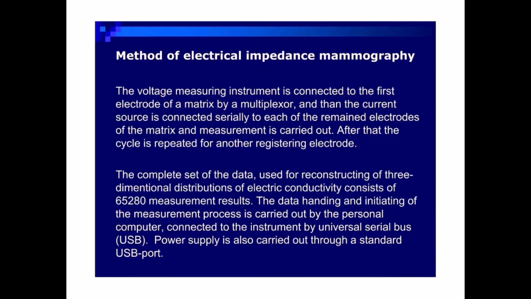Measuring the loss of voltage V, and knowing the current, it is possible to calculate the resistance value. The voltage measuring instrument is connected to the first electrode of the matrix by a multiplexer, and then the current source is connected serially to each of the remaining electrodes of the matrix and measurement is carried out. After that, the cycle is repeated for another registering electrode. The complete set of data used for reconstructing three-dimensional distributions of electric conductivity consists of 65,280 measurement results. The data handling and initiating of the measurement process is carried out by a personal computer connected to the instrument by Universal Serial Bus, USB. Power supply is also carried out through a standard USB port.